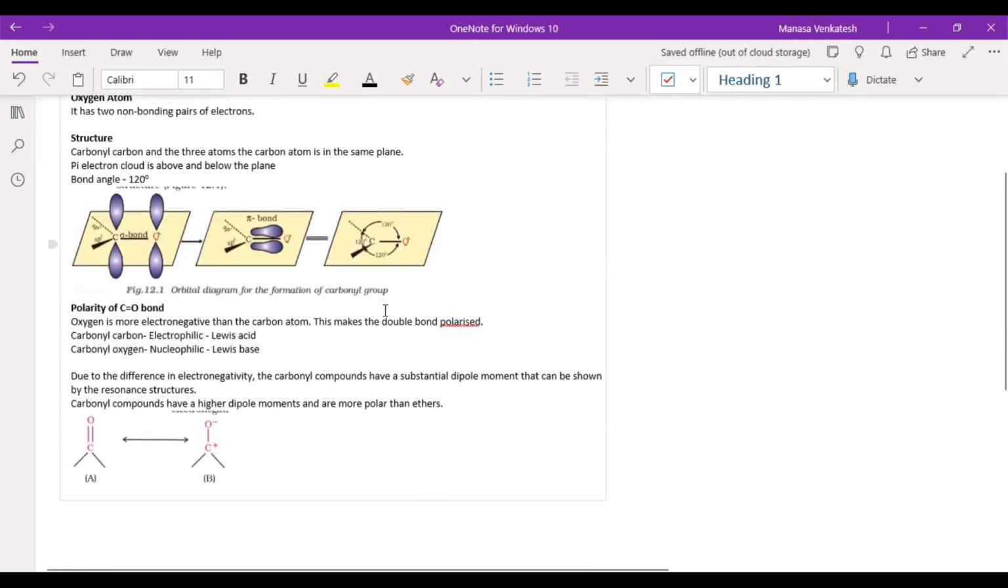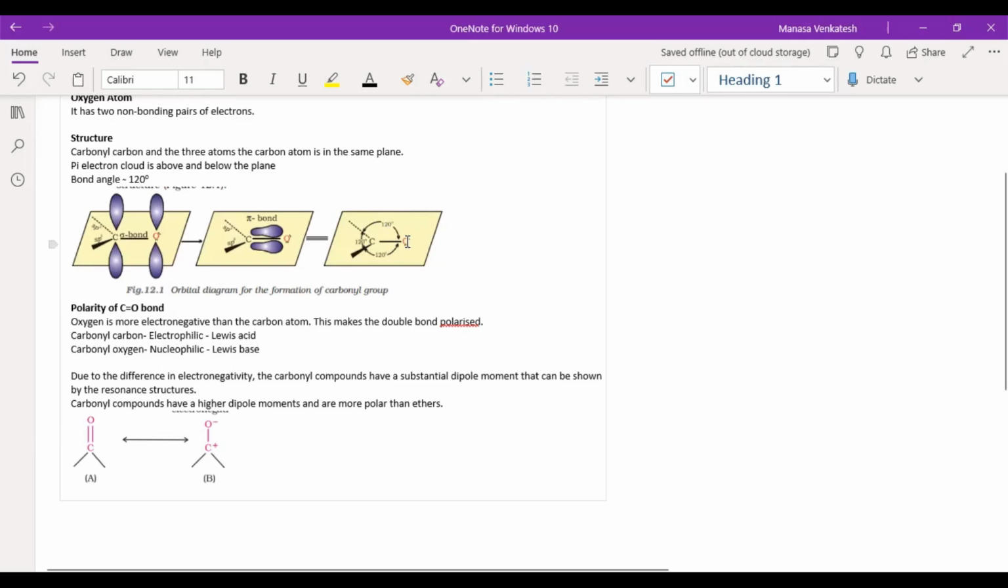Now we know that oxygen is more electronegative than carbon. So the oxygen atom has a tendency to pull the electrons towards itself, and that makes this double bond between the carbon and oxygen a polarized one. So the carbonyl carbon is going to act as a very good electrophile, which means it is electron loving, and it's also a Lewis acid. Whereas the carbonyl oxygen, on the other hand, is going to act as a nucleophile because it's nucleus loving, because of its negative charge.